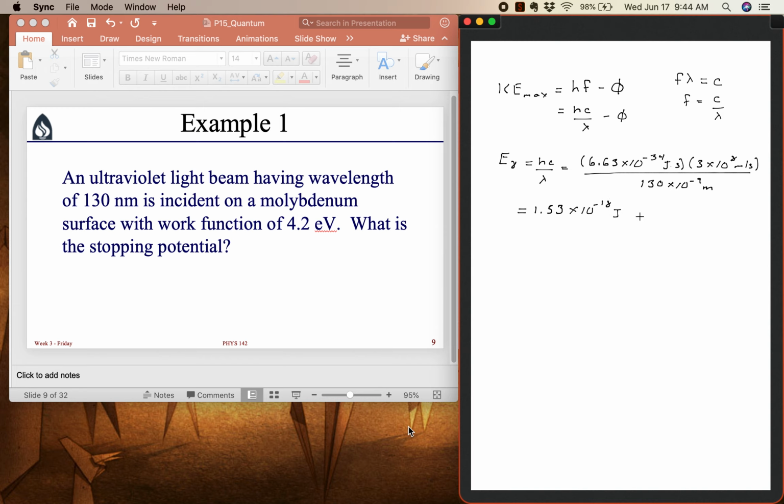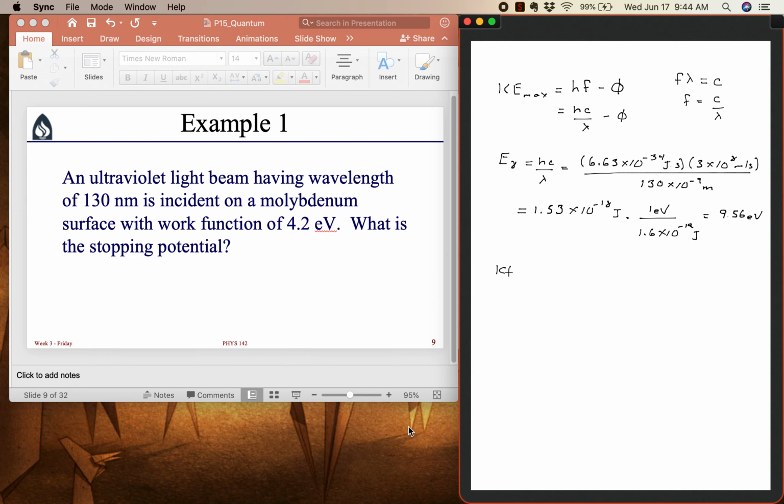And as I mentioned before, it's a little bit easier for this kind of problem to work in electron volts. So I'll convert the joules to electron volts. We remember that 1 electron volt is equivalent to 1.6 times 10 to the minus 19 joules. So that means we're going to have 9.56 electron volts. That's the energy of each photon.